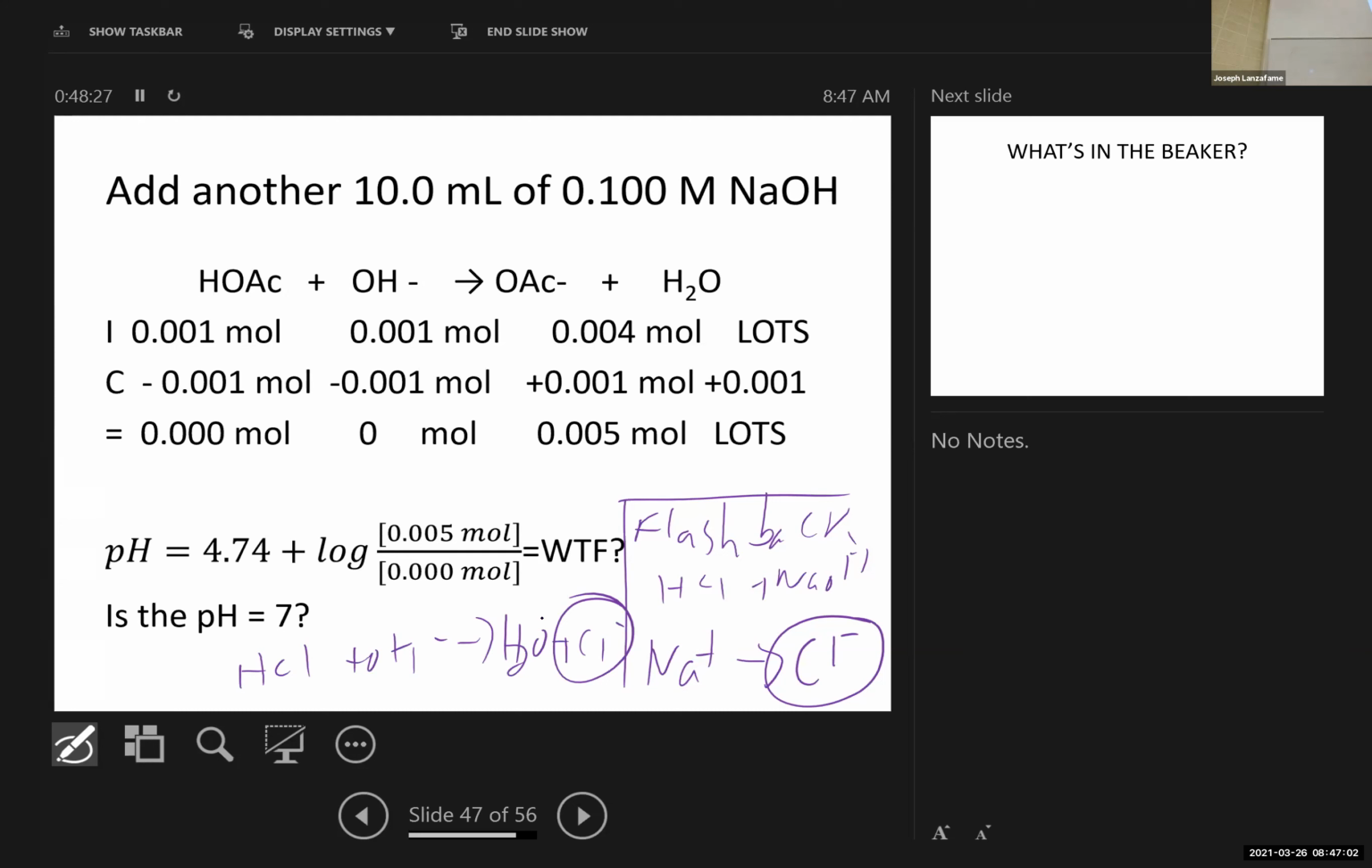It's again a little different here, right? I still have sodium floating around as a spectator, right? However, unlike the previous example, right, whereas the chloride was a spectator in the previous example, the acetate is not, right? Because of course, acetate is also a conjugate base, but it's a conjugate base of a weak acid, not a strong acid.